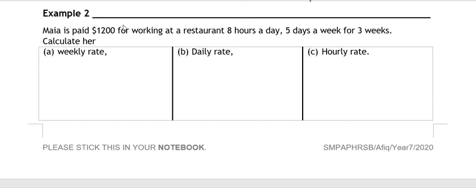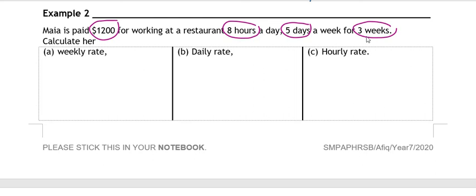Maya is paid 1,200 for working at a restaurant. Okay, let's have a look at the units that you have been given here. 8 hours a day and then 5 days a week for 3 weeks, right? So let's calculate the weekly rate now. Here you have to first look at the amount that is paid, which is 1,200, and for how many weeks.